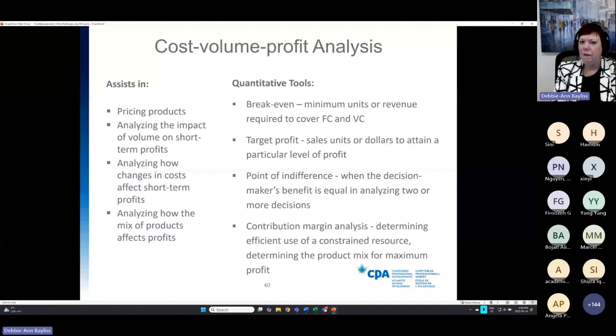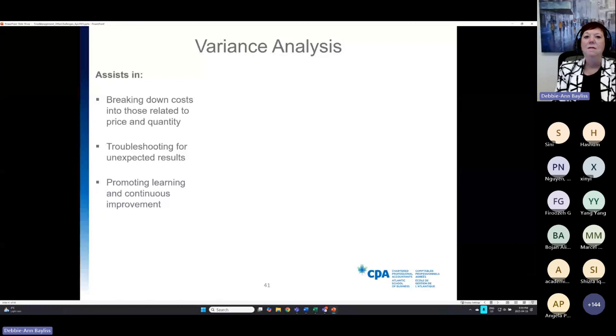Contribution margin, very important analysis. That determines the effective use of constrained resources. So what's the appropriate product mix to maximize profit? When they're talking about appropriate product mix, I'm thinking contribution margin. You know what the next thing I'm thinking is, Debbie, be on the lookout for a constraint, because I know then I need to calculate contribution margin per constraint. Variance analysis.